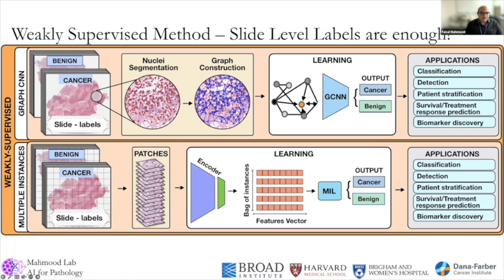So here's an example. We have a whole slide image. There are two ways to do this. We can segment out all the nuclei in the image, build a graph on top of it, and then use something like graph convolutional networks that would learn what the most important nodes are and make a slide level prediction.